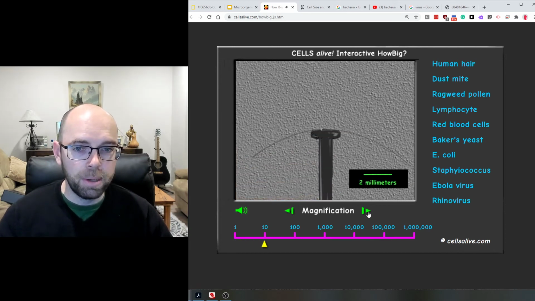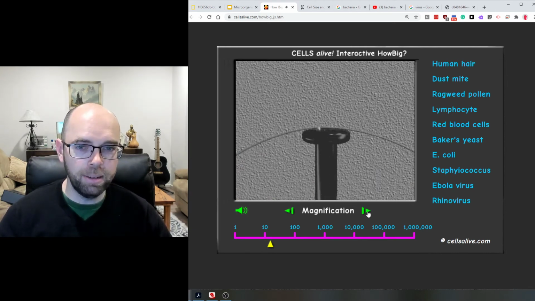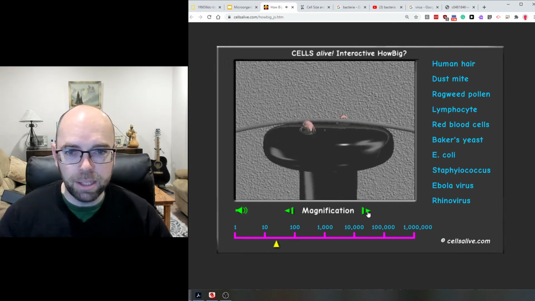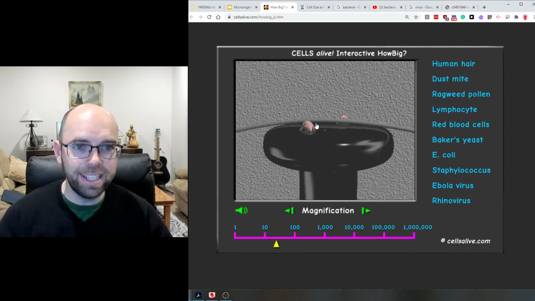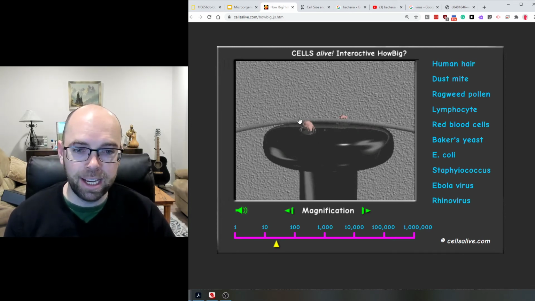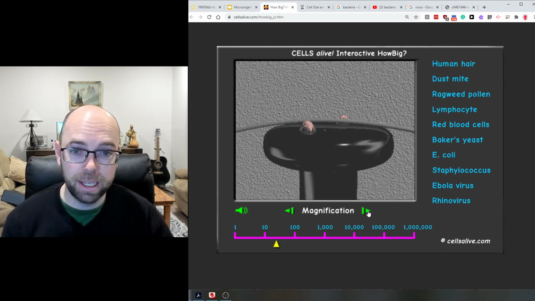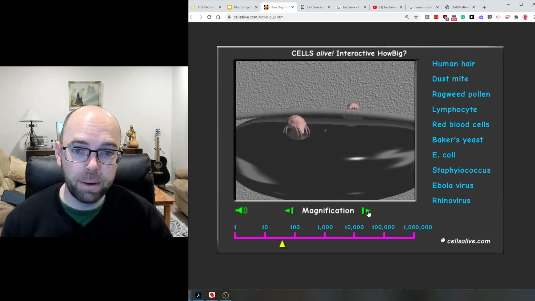As we zoom in more, you can see there's a hair balancing on that pin. Let's keep zooming in. Now as we get quite close, you can see these bugs here. These are dust mites. Dust mites can actually live in dirty or dusty places. They're all around the place. Let's keep zooming in further.